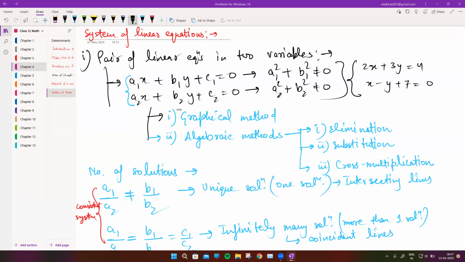Yes, correct. That is also correct, right? So you must have identified A1, A2, B1, B2. Just tell me the value of C1 and C2. What is C1 here and what is C2 here, everyone?